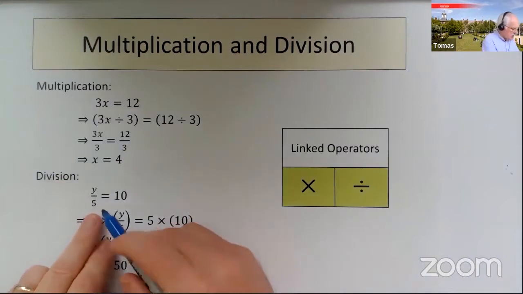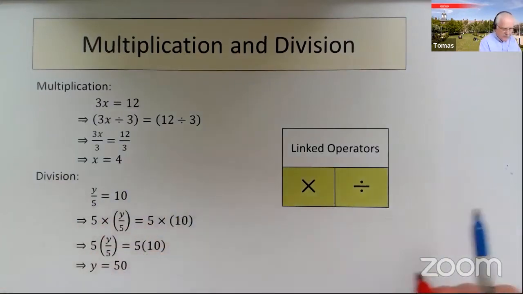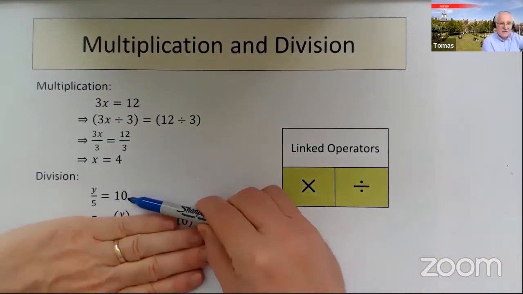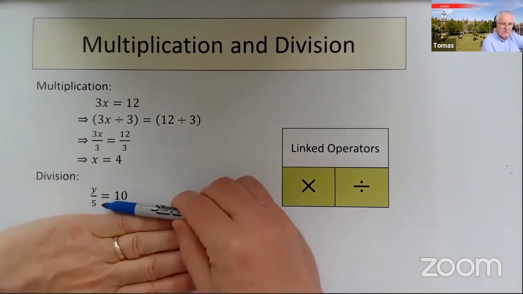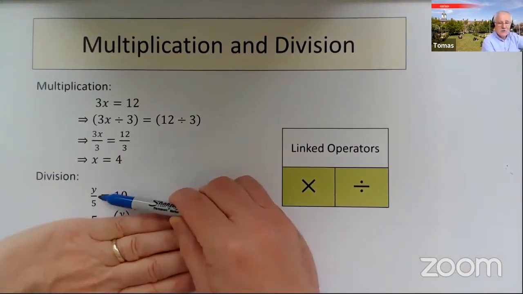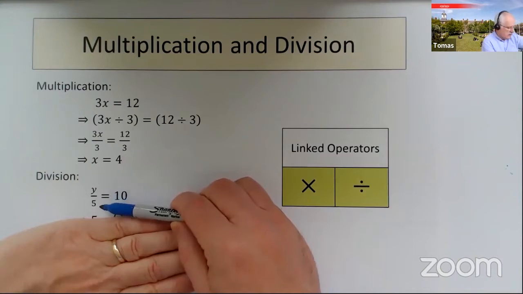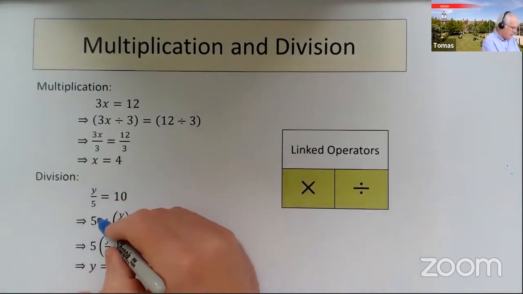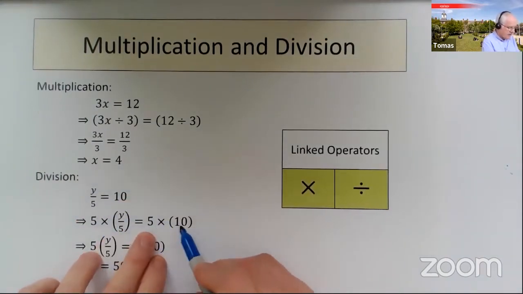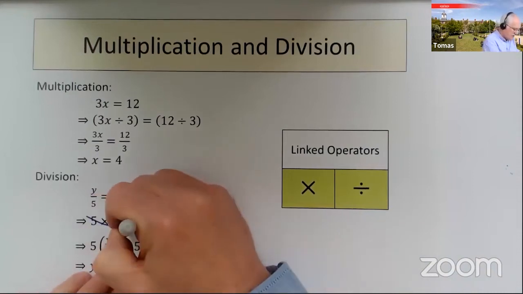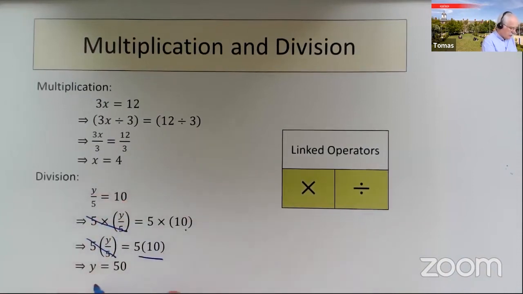And similarly, if somebody said y divided by 5 is 10, how do I get rid of a 5 on the bottom? Don't like 5 on the bottom. I'm going to multiply by the 5. So 5 times that is 5 times the other. The 5s cancel, and I end up with y equals 50.